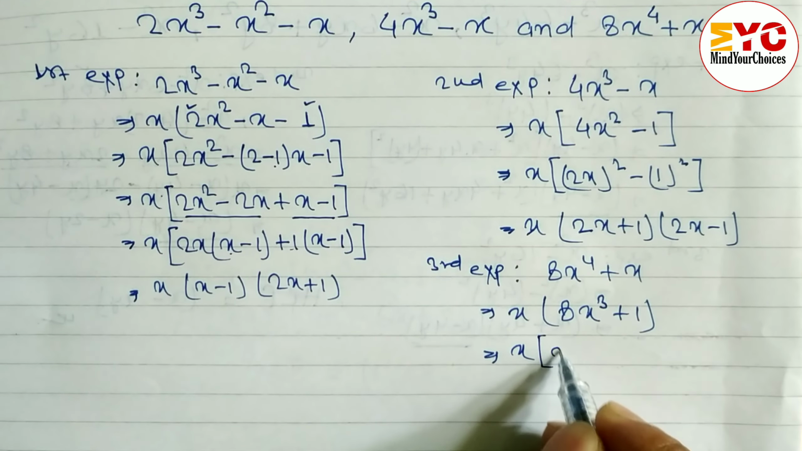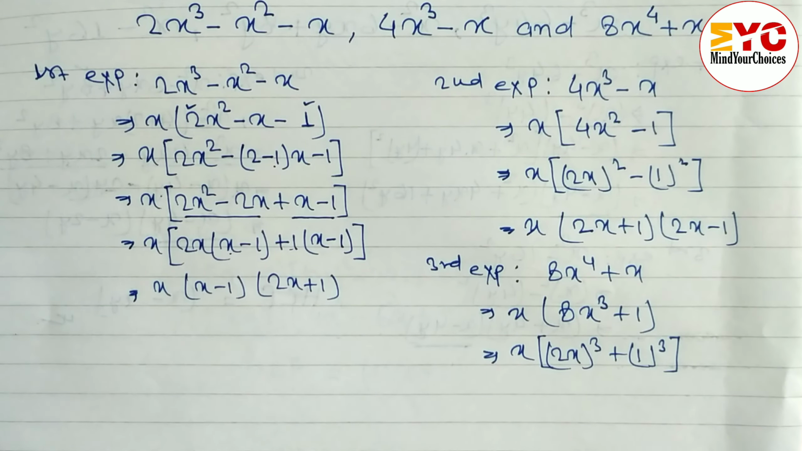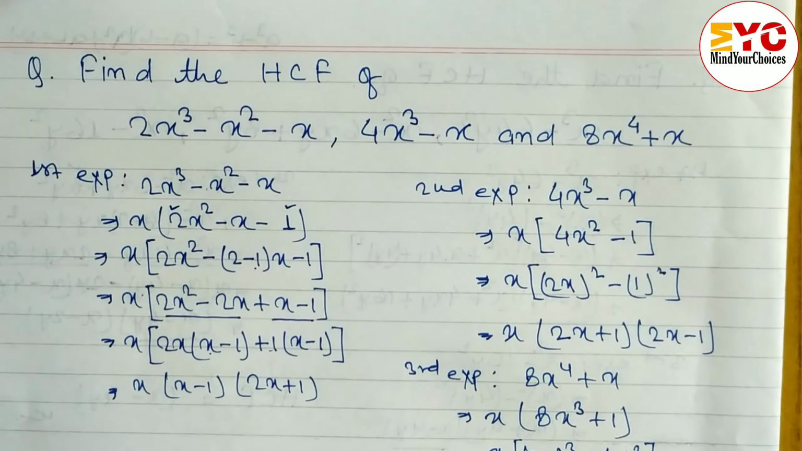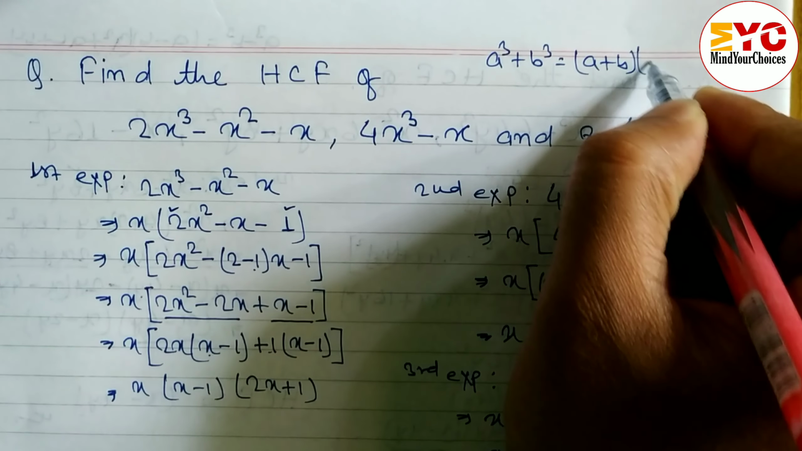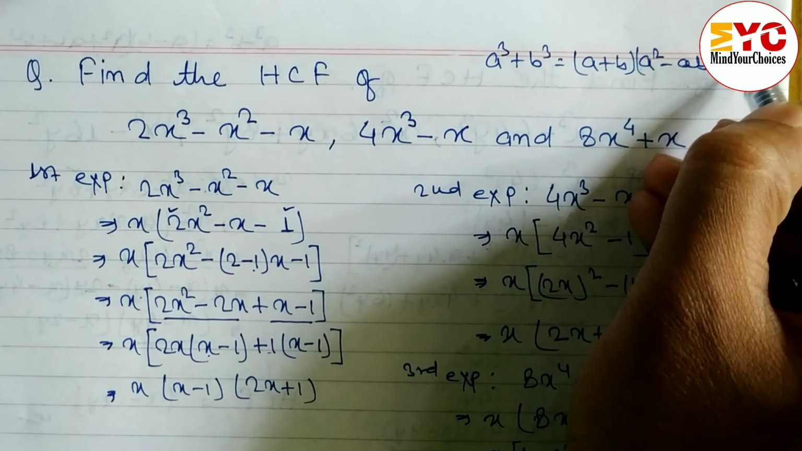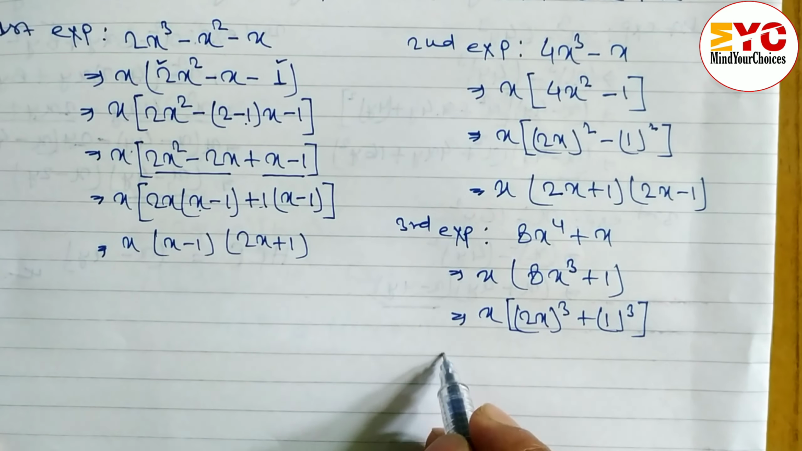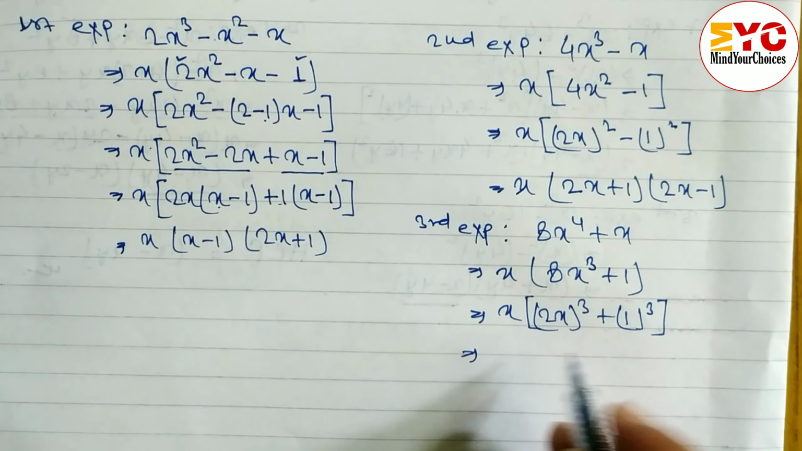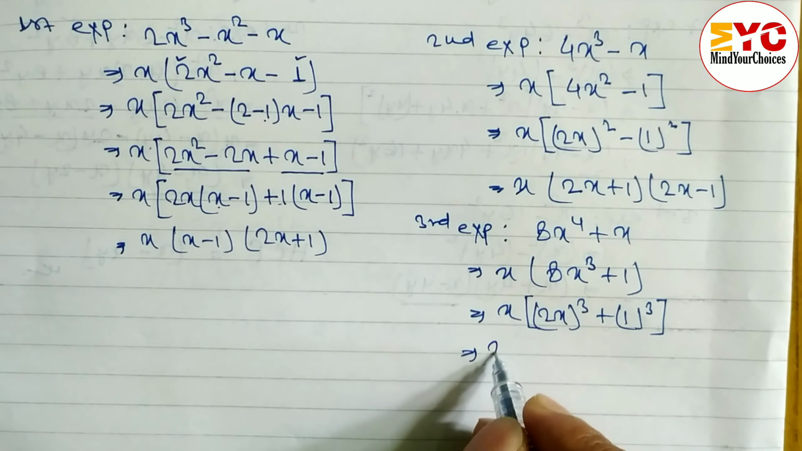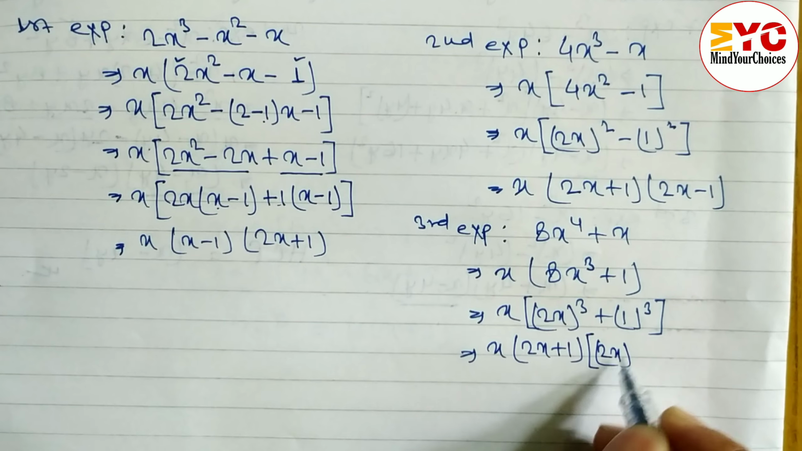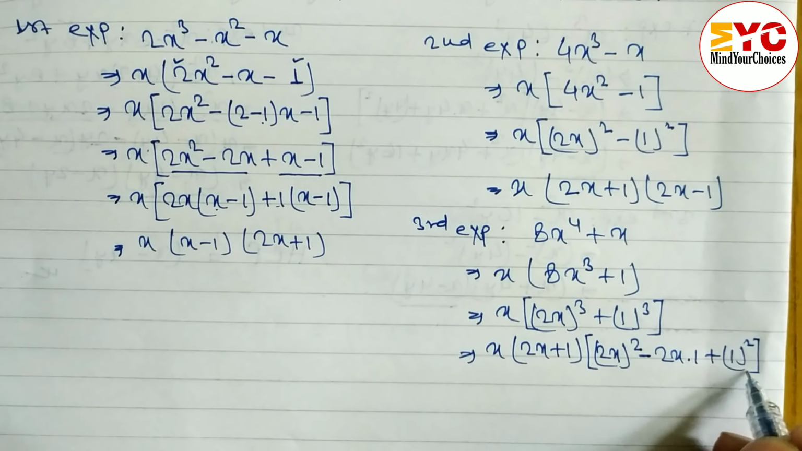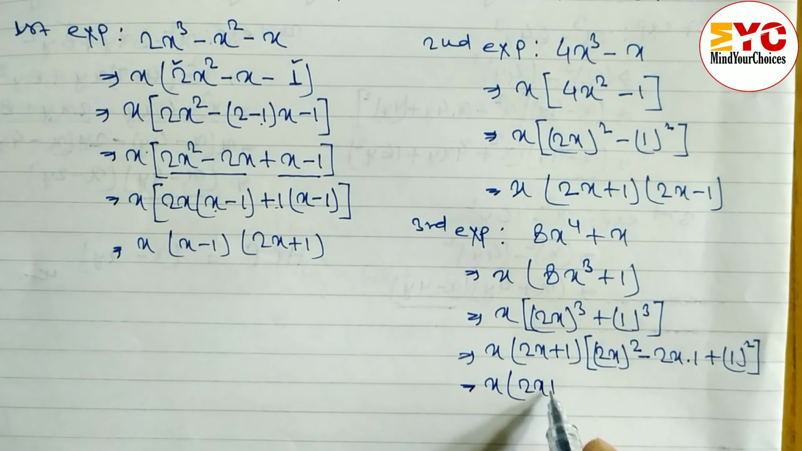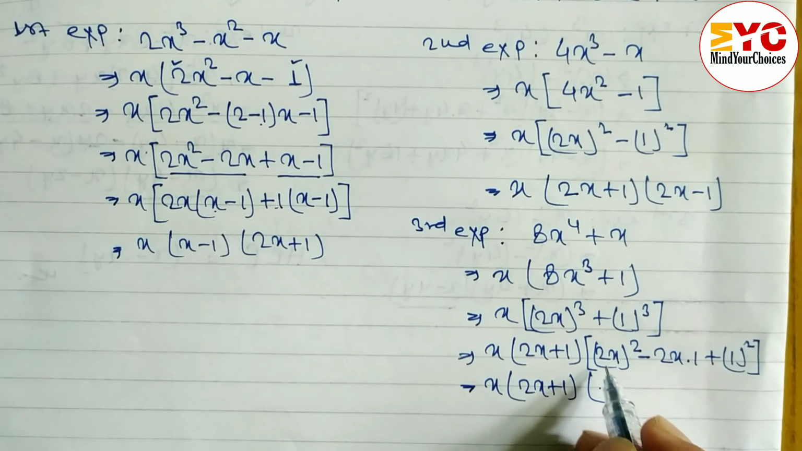Now we have to use the formula of a cubed plus b cubed. What is the formula? It is (a plus b)(a squared minus ab plus b squared). I will write here a cubed plus b cubed equals (a plus b)(a squared minus ab plus b squared). The same formula we use here. In the place of a we have 2x, and in the place of b we have 1. So we write (2x plus 1), that is a plus b, and after that a squared, which is (2x) squared, minus ab, which is 2x into 1, plus b squared, which is 1 squared. So after x, we have (2x plus 1)(4x squared minus 2x plus 1).